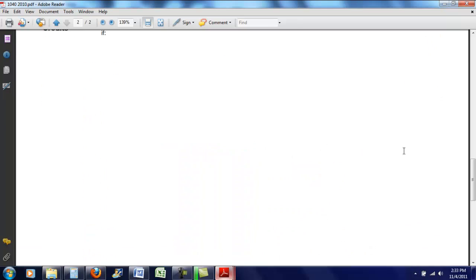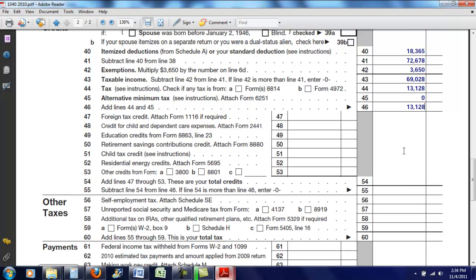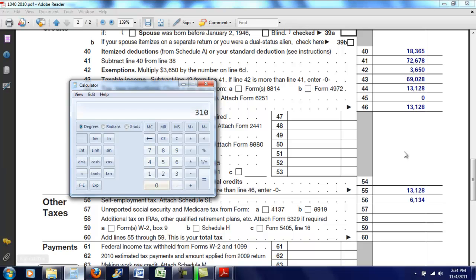Now, you have to remember she has no credits, but she does have a Schedule SE, and her self-employment tax that we calculated on the SE was $6,134. So she owes that in self-employment tax. And so we add these two together. 13128 plus 6134 for a total tax of $19,262.